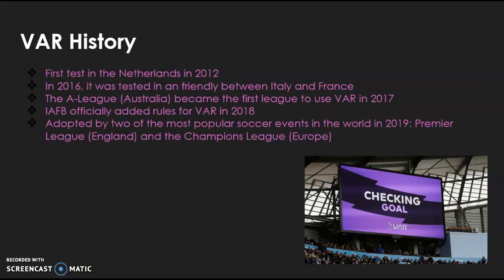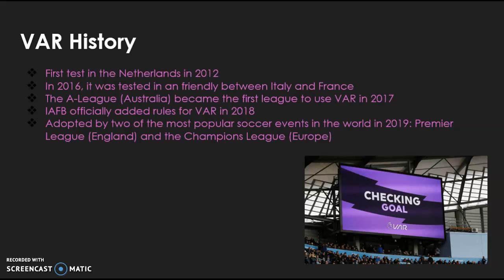The history of VAR, as I said, it was first tested in the Netherlands in 2012. In 2016, it was tested in a friendly between Italy and France. The A-League, which is in Australia, became the first league to use VAR in 2017. The IAFB officially added rules for VAR in 2018, which also affected the laws of the game for referees and what they have to do and be aware of by this decision of including VAR.